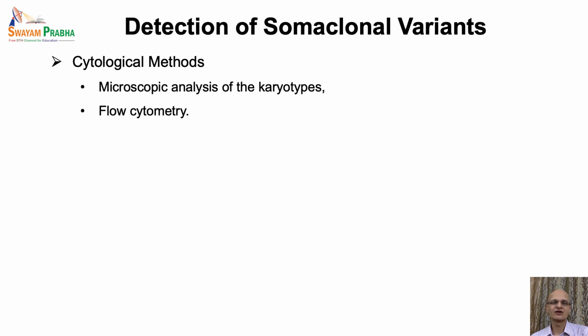Next is cytological methods. We can also use the cytological methods to score the somaclonal variants. If the genetic changes are large enough that these can result in chromosomal variations or structural changes, these can be detected by karyotypical studies and the observation of chromosomal aberrations under the microscope.